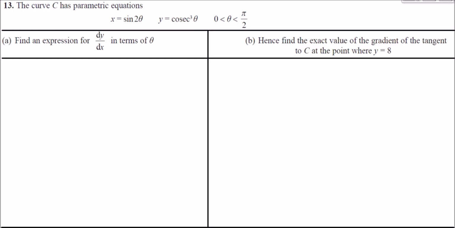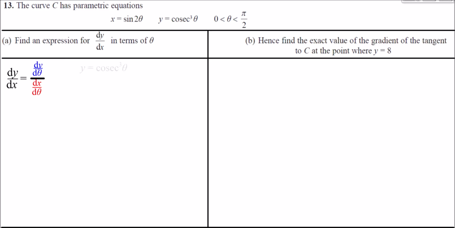We need to remember that to find dy by dx when equations are given parametrically, we differentiate y with respect to the parameter and divide that by what we get if we differentiate x with respect to the parameter. In this case, the parameter is theta. Even though these aren't fractions, you can think of them like fractions. Essentially, the thetas will cancel, just giving you overall dy by dx. So dy by d theta is going to be the harder thing to differentiate.